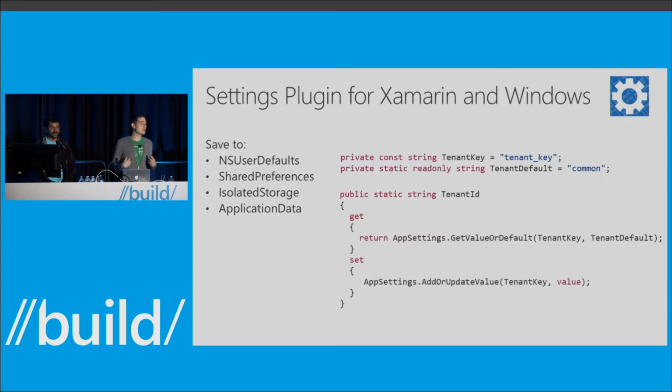I created this plugin, so I was a Windows Phone developer originally. This API might look familiar. Get value or default, and then add or update value. And that's it. That is all in my shared code. So whether I'm accessing it from shared code or from iOS or Android or Windows, it takes care of saving it specifically.